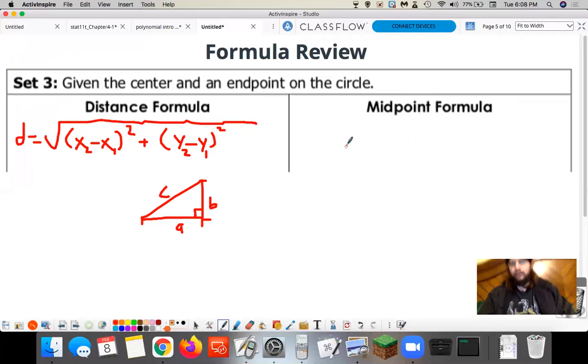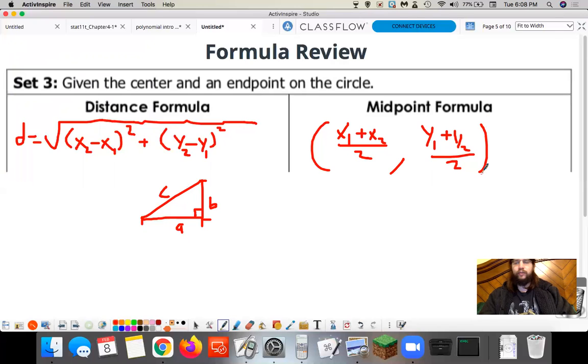Midpoint formula is the point in the middle. Average them, add them up, and divide by 2. That's literally what you do. So x1 plus x2 divided by 2. That's going to give you the middle of your x's. y1 plus y2 over 2. It's going to give you the middle of your y's. That's your midpoint. We're going to need both of these guys as we go along.